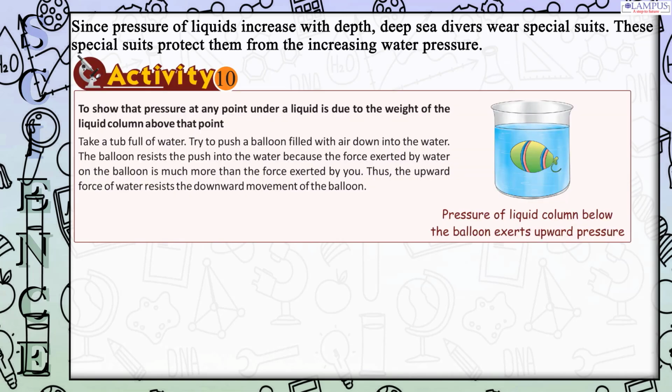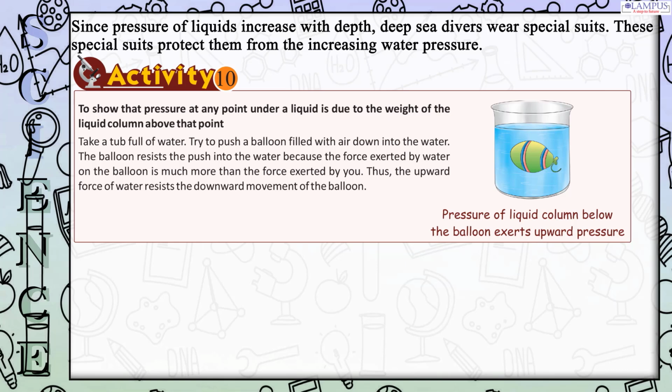Activity 10. To show that pressure at any point under a liquid is due to the weight of the liquid column above that point. Take a tub full of water. Try to push a balloon filled with air down into the water.